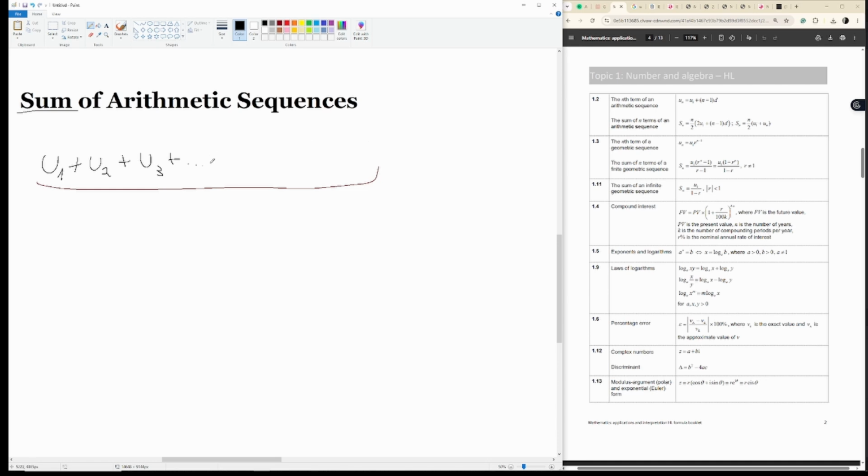So let's start with the first one. The first one is relatively shorter and simpler, and it's Sn, which is the sum of arithmetic sequences, equals n divided by 2, times u1 plus un. In this case, it's understandable, as we already talked about this, that u1 is the first term and un in this case is the last term.